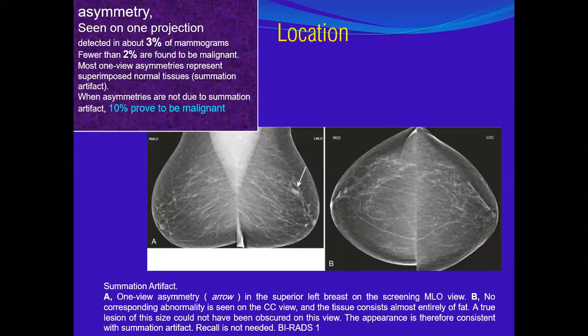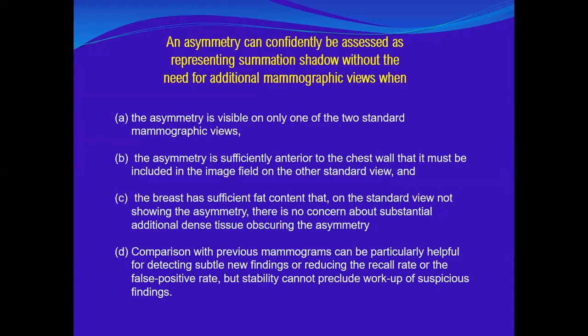And they mentioned that when the focal asymmetry is not due to a summation artifact, the probability of malignancy rises to 10%. So it will be BI-RADS 4. If it is not a summation artifact, we'll go for BI-RADS 4 or even BI-RADS 4B. But this one was reported as BI-RADS 1 because it was not seen in the other view.